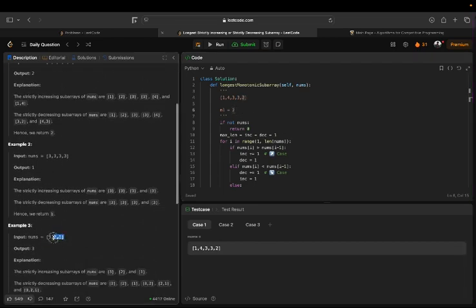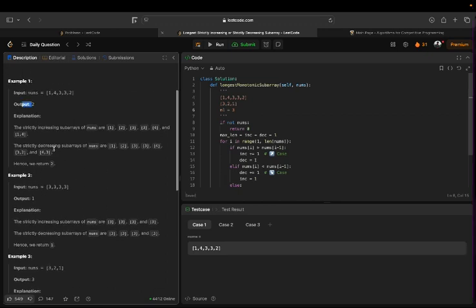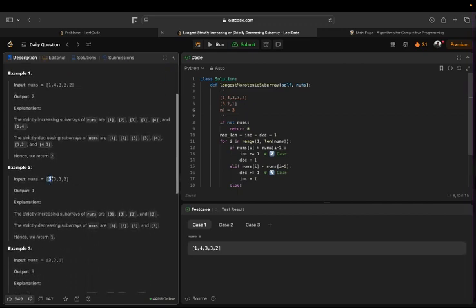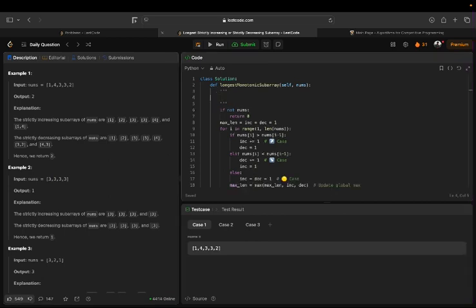In the third example, this whole array is strictly decreasing, so the maximum length will be 3. Output is 3 here and output is 2 here. In this example, all the elements are equal, which means there is no strictly increasing or strictly decreasing subarray, so we have to return 1, because we can consider a single element as a subarray which is strictly increasing or decreasing.